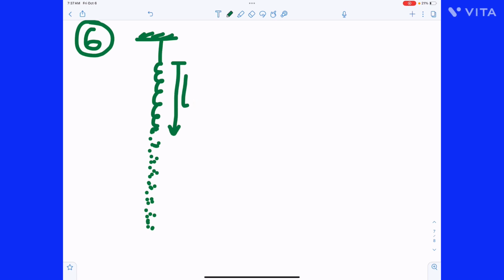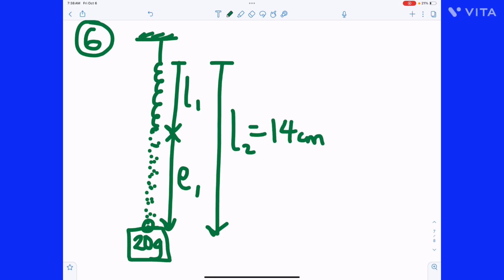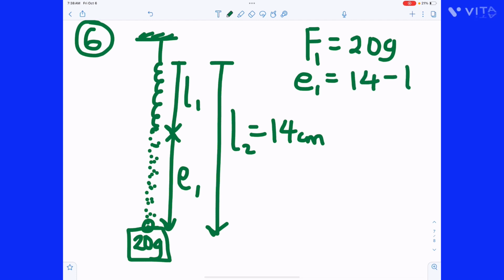But when the mass of 20 grams is hung from it, that original length will increase from L1 because there will be some expansion. There will be E1, which is the first expansion produced by the 20 grams. So when the 20 gram mass is hung, the length of the spring will increase because the mass will cause an extension to be produced. They now said the total length of that spring, when you add the extension produced, is L2, which is 14 centimeters. So in this question we know F1, 20 grams. But to get our E1, we have to use 14 minus L1.